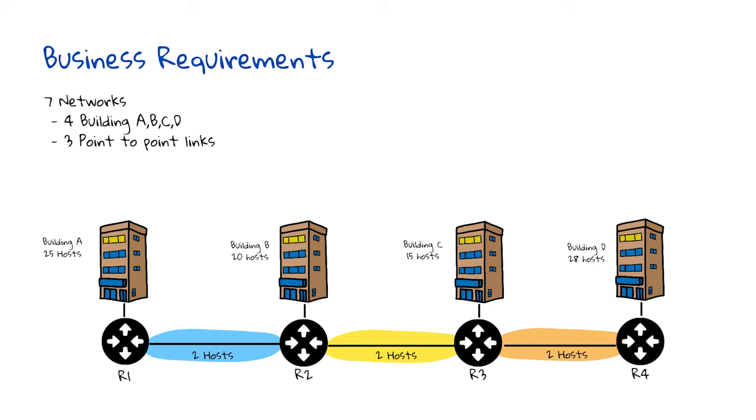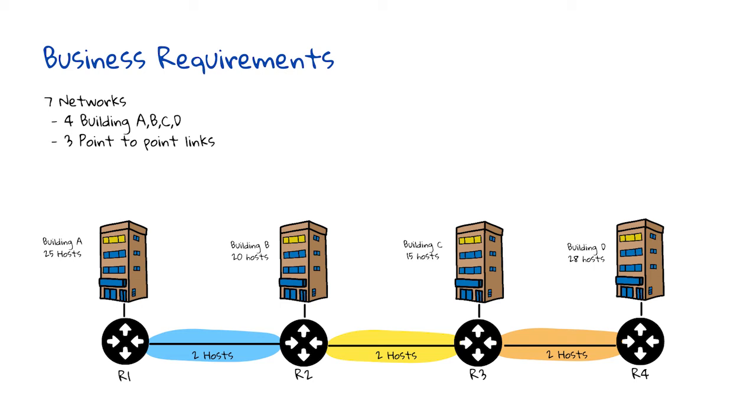Remember, the formula is 2 to the power y minus 2, where y is the unborrowed bits. In our case, we borrowed 3 and we have 5 unborrowed bits. So 2 to the power 5 minus 2 is equal to 32 minus 2, which is 30 hosts per network. When we look at our requirements, building D has the highest number of hosts at 28. So 30 hosts is going to be enough, but there's going to be very limited room for growth.